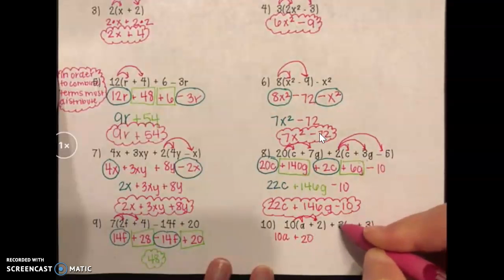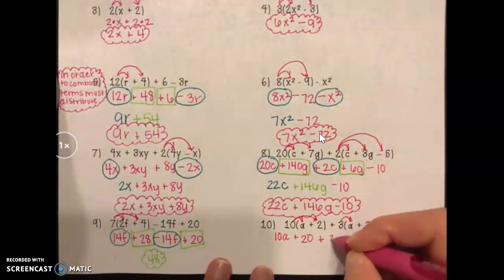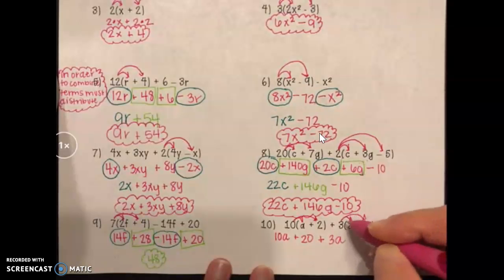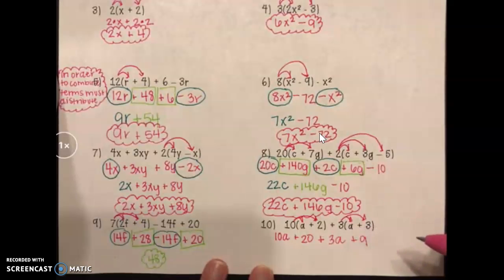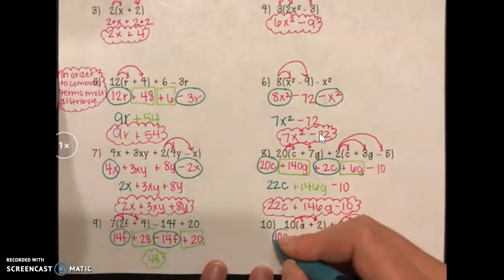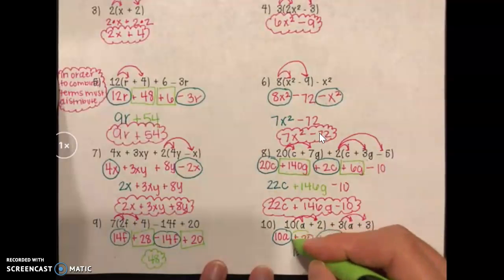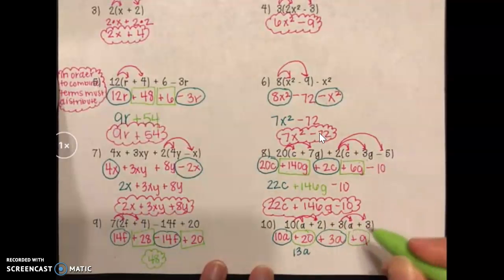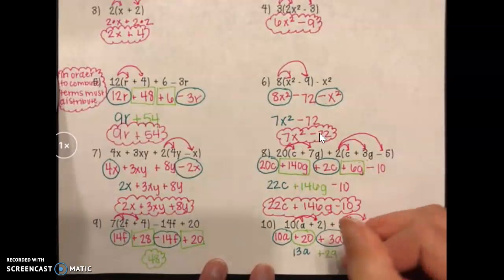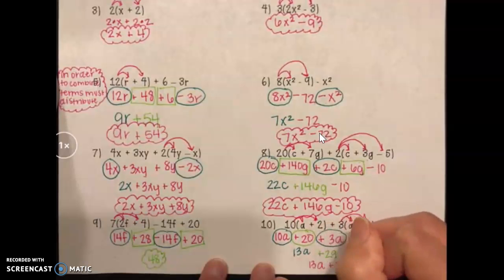But then I also need to distribute over here. So we're going to bring my addition sign down. 3 times a would give me 3a, and then I'm going to do 3 times 3, which would give me 9. Remember, I brought that sign right down. All right, now I can go ahead and combine. So I have a's and a's, which would give me 13 a's. And we're going to combine that with a 20 and a 9, so it would be plus 29. So our final answer would be 13a plus 29.